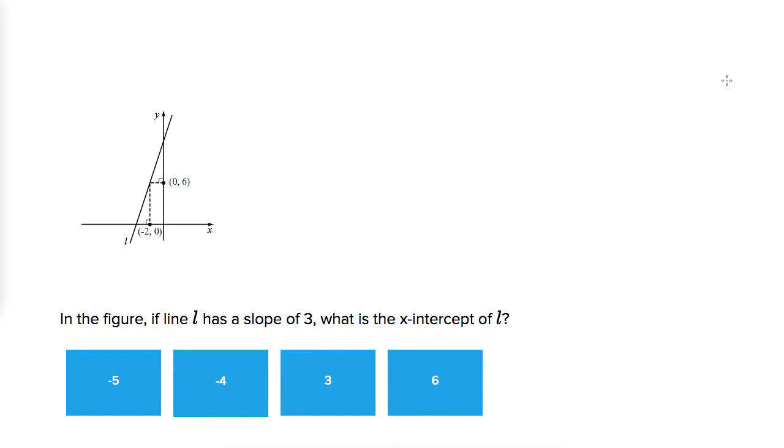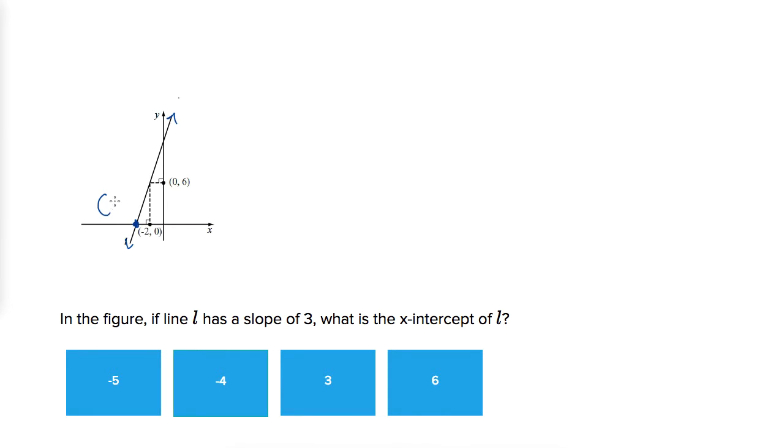This is Ben from Testive, and we're solving an SAT geometry problem. This problem asks, in the figure, if line L, that's this line that we can see right here, has a slope of 3, what is the x-intercept of L? So we're looking for the x-intercept, which is this right here, where y equals 0.